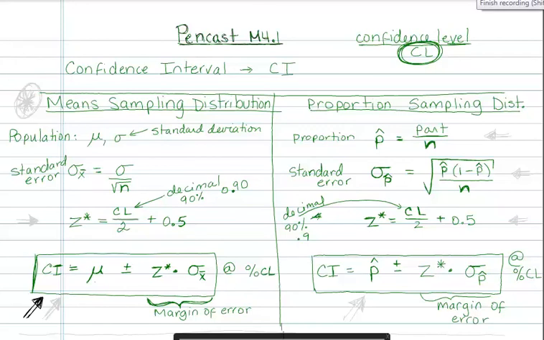Alright, so what I'm going to do now is show you an example of when you use the mean sampling distribution confidence interval equations and when you use the proportion confidence interval.